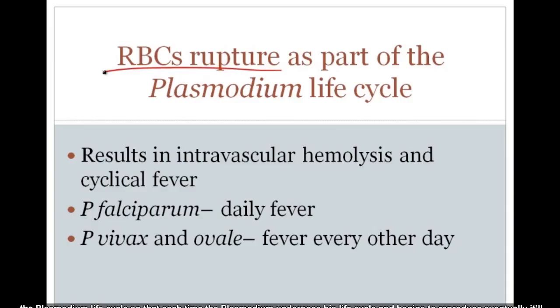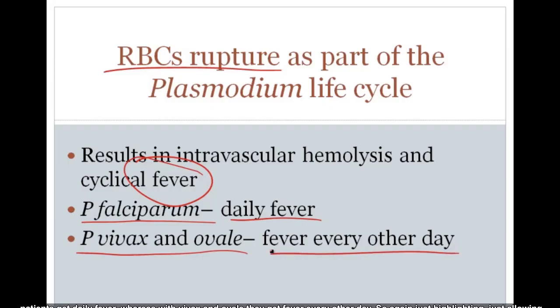So that each time the plasmodium undergoes its life cycle and begins to reproduce, eventually it'll cause rupture of the cell. What's interesting is that the rupture of the cell will result in fever, so that, for example, with Plasmodium falciparum, the patients get daily fever, whereas with Vivax and Ovale, they get fever every other day.